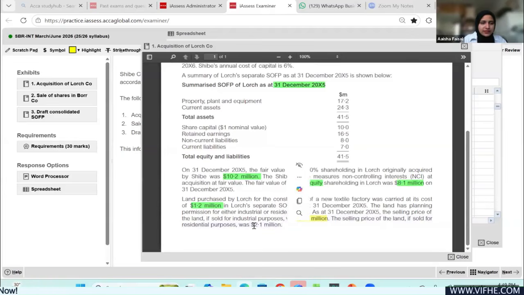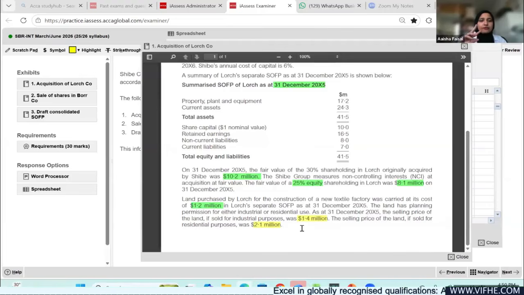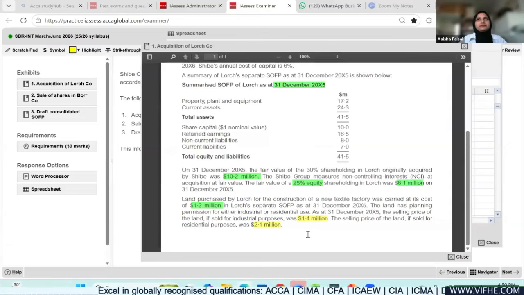So you can see that the fair value is different in the market, carrying value is different. But the fair value depends upon the purpose, how you're going to utilize it. Are you going to make an industrial use or a residential use? Now you have two fair values that way. Which fair value will you pick? Will you pick 1.4 or will you pick 2.1?